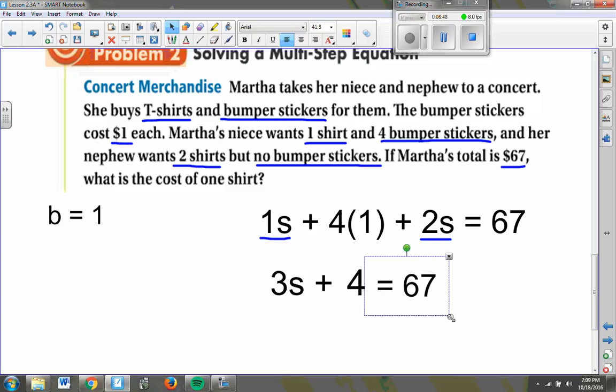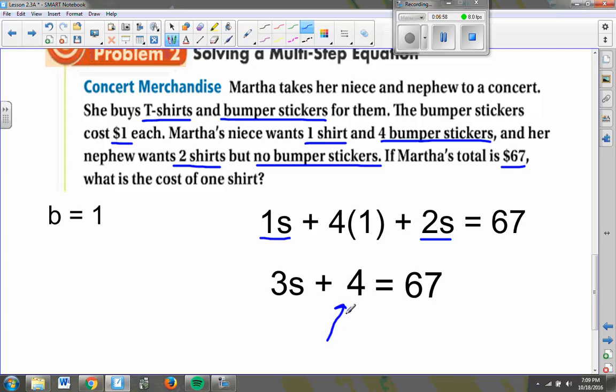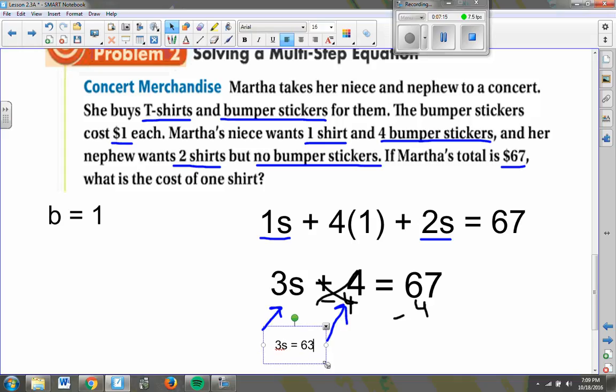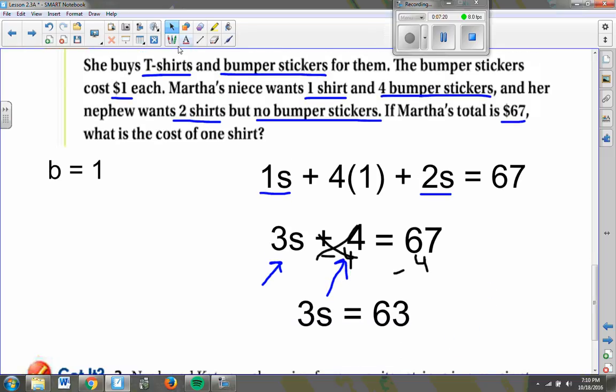So now this is something I can solve. 3s plus 4 equals 67. I have to undo the plus 4 that I see right there. I have to undo the multiply by 3 that I see right there. So the first thing that I'll do is subtract 4 on both sides. That'll cancel that out. Minus 4 over here. And I get that 3s equals 63. And then to undo the multiplying by 3, I'll just divide both sides by 3.